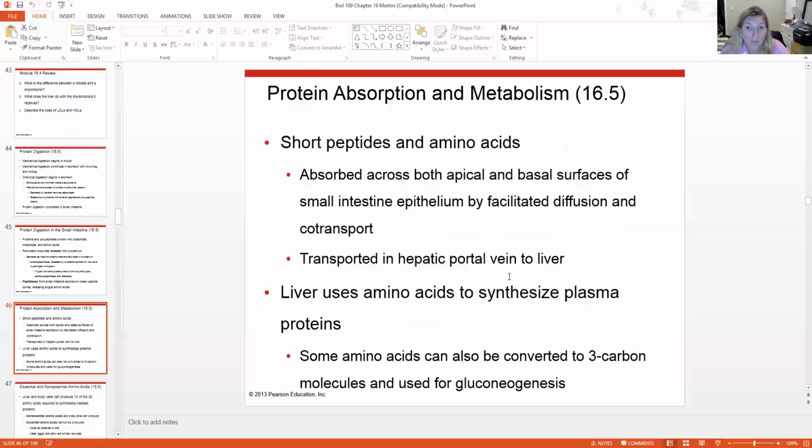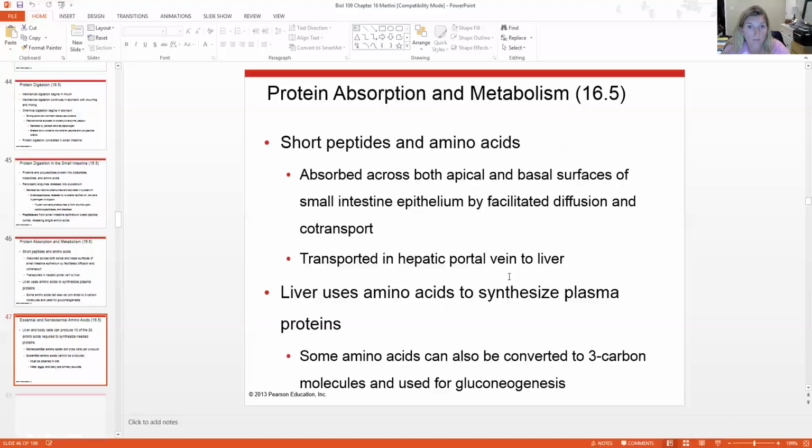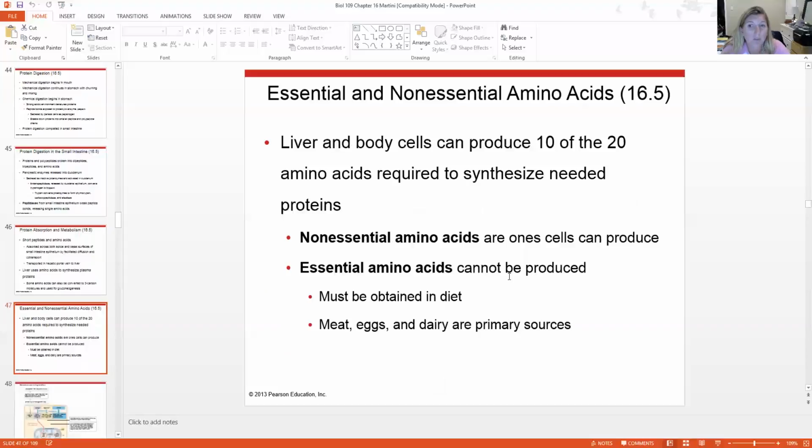The liver is going to use the amino acids to make plasma proteins. Some amino acids will be converted into 3 carbon molecules and be used to make glucose. The liver and the body cells can produce 10 of the 20 amino acids that are required.